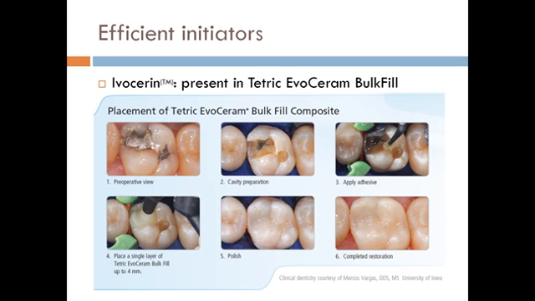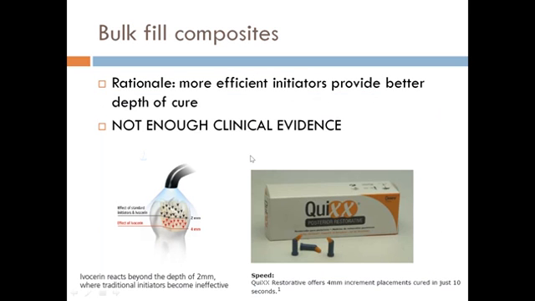Ivocerin is an initiator that's present in the Tetric EvoCeram bulk fill. The reason this bulk fill material works is because they came up with a different chemistry that makes the initiator a lot more efficient. The initiator, let's see if I have a picture here, actually captures the light at the top and then propagates those radicals down.